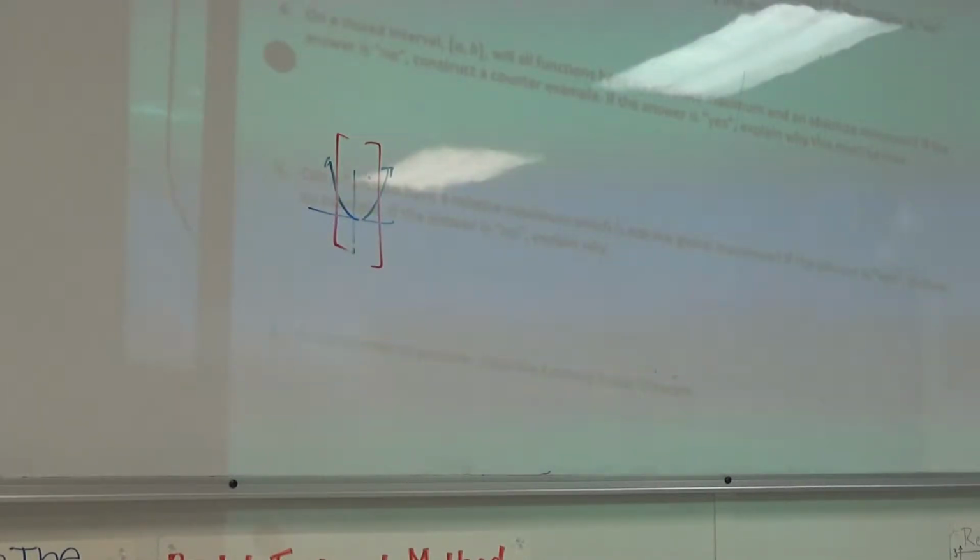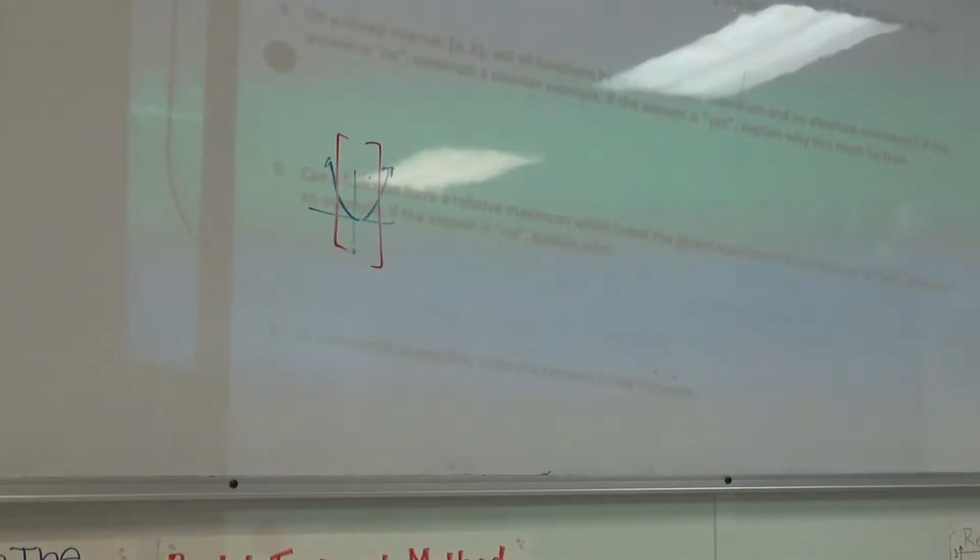Daisy, why is there no absolute max on this interval? Because the graph heads off to infinity. Right? You've got a vertical asymptote. That messes everything up for us. There is no absolute max here. There is no highest point. There is no absolute min. There is no lowest point.